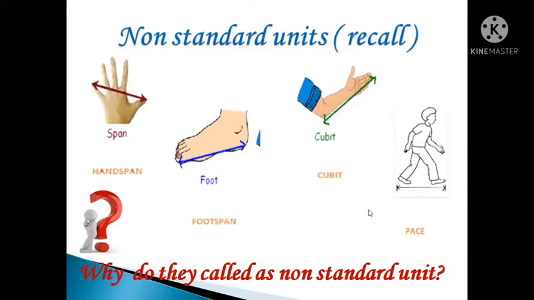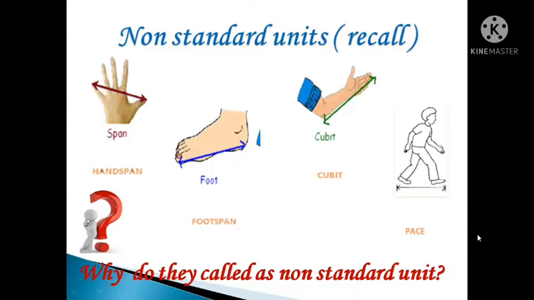Okay, why are they called non-standard units? Can anybody say why it is called a non-standard unit? Yes, because it is not stable. It will vary from person to person. If I measure a span, it will be bigger in my hand. If you measure the span in your hand, it will be smaller than my hand, right? So it will be changing from person to person. So it is called a non-standard unit. So we cannot use it everywhere.